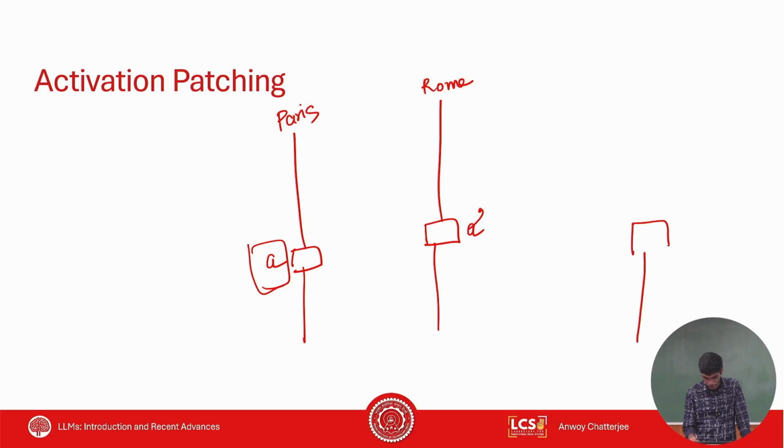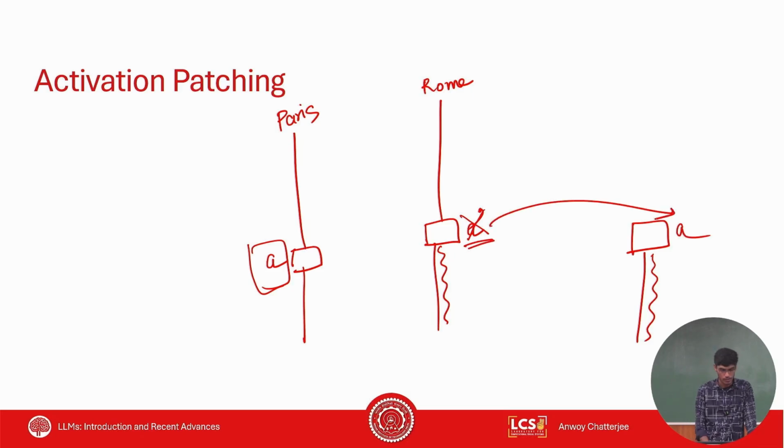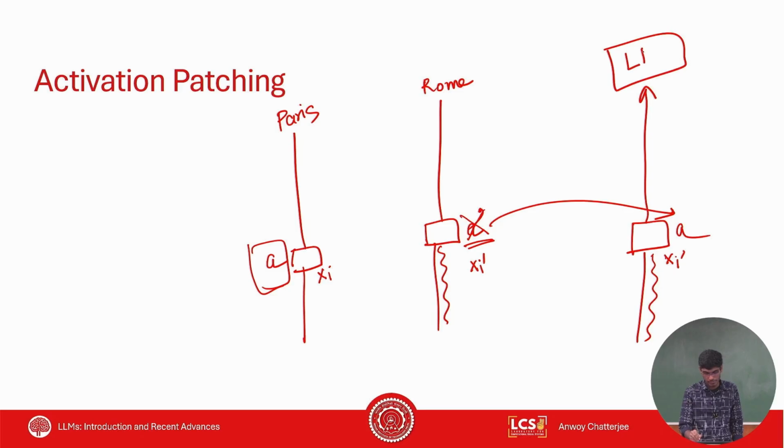Now for a patch run, the corrupt run remains the same. In the patched run, only in place of A, we replace it with A bar. Suppose this input is xi up to here and here it is x1 prime. Everything else stays the same, only we change the activation at a particular component and we check how much the logit difference varies.